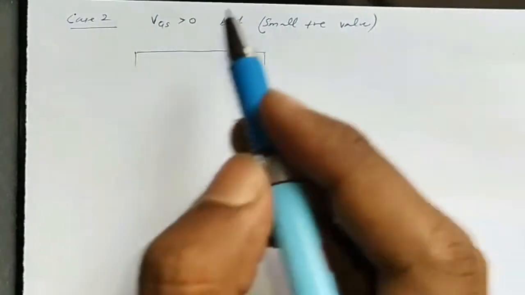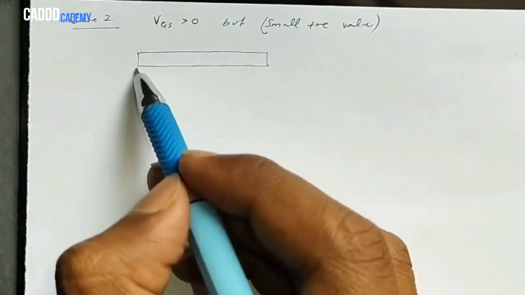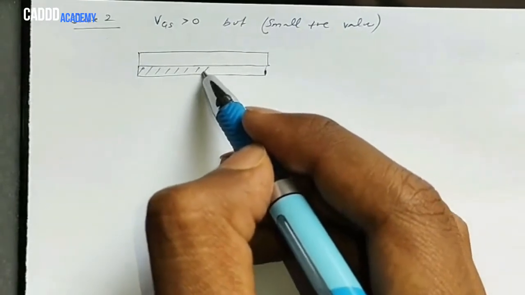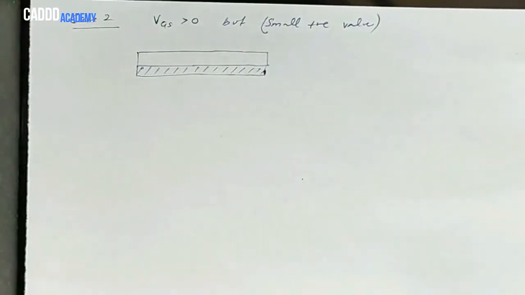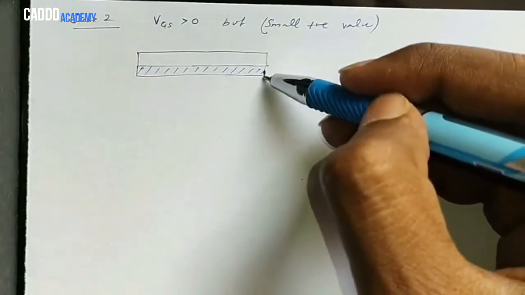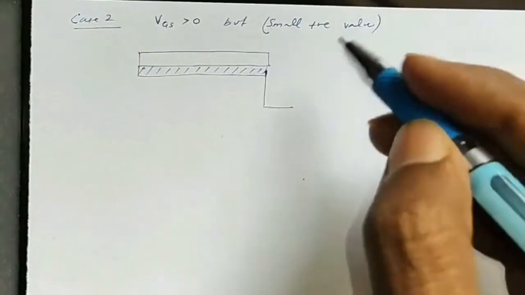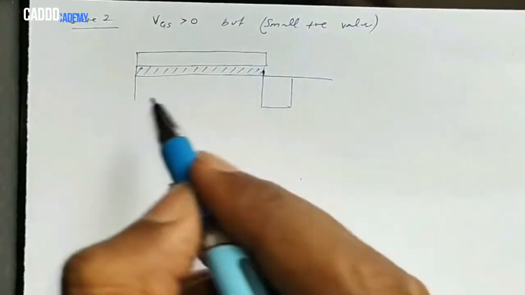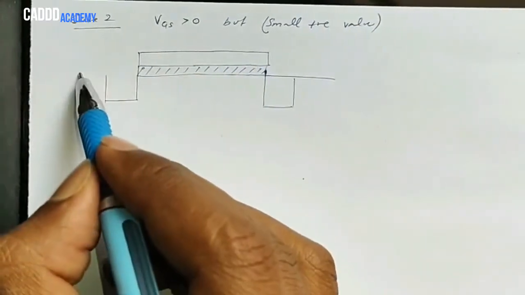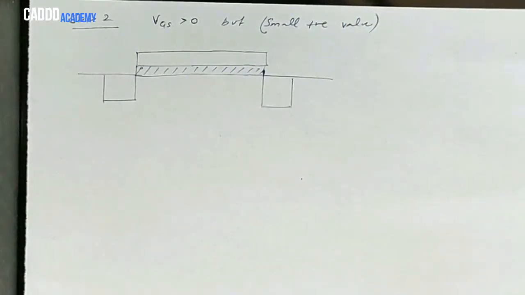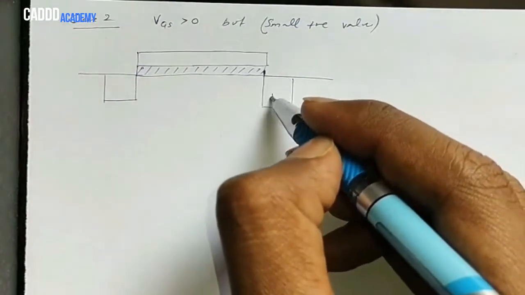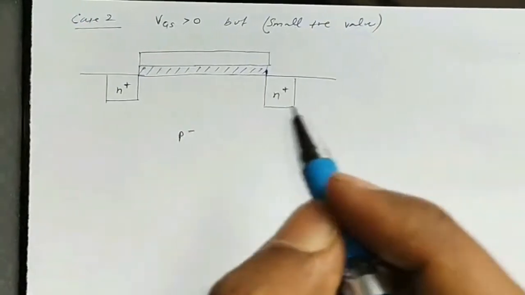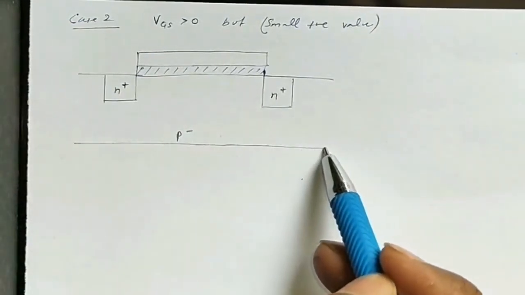So again I'm drawing that view. This is metal. This is the silicon oxide layer, and the semiconductor part below it. This is the N plus region. Drawing this again and again will help you to remember it very easily. These two small segments are N plus regions. Okay, we have this P minus region.